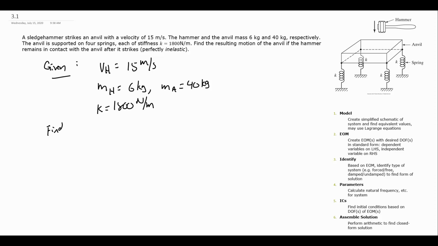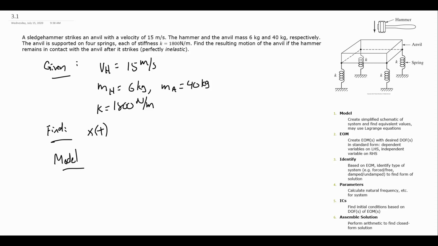So we want to find the motion of this system after collision, and I'm going to say that the position of the system is going to be x of t, and I'll illustrate that as we go through our model. All right, so now we can start on our problem-solving steps. So we can start on the modeling step. Basically, the modeling step is going to be how are we representing our system and what are we going to use in order to get our equation of motion.